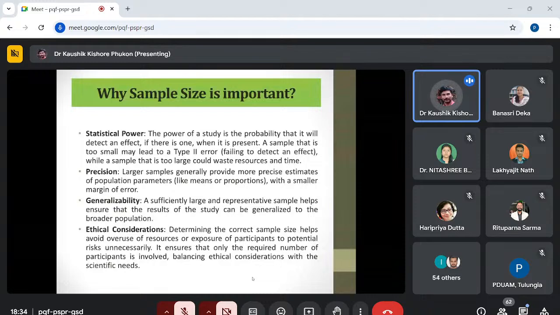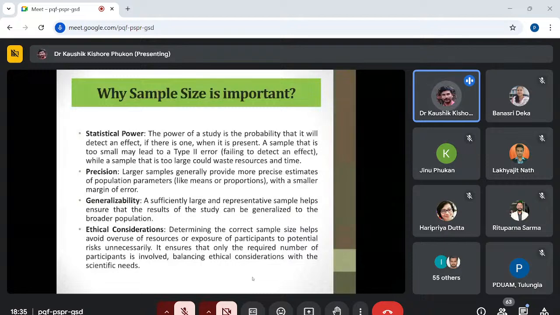So then generalizability. Before we have also discussed the term generalizability. A sufficiently large and representative sample helps ensure that the results of the study can be generalized to the broader population. Then ethical consideration, very important. Determining the correct sample size helps avoid overuse of resources or exposure of participants to potential risks unnecessarily. It ensures that only the required number of participants is involved, balancing ethical considerations with the scientific needs.